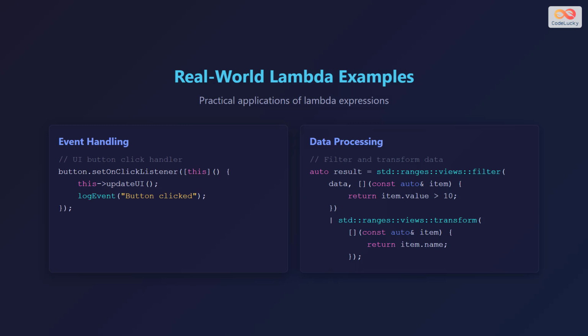Inside the lambda expression, we call the updateUI function and then call the logEvent function with the message "Button clicked". For the data processing example, the code filters and transforms data.